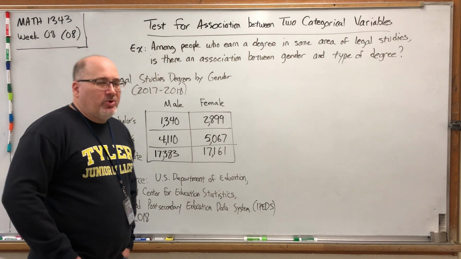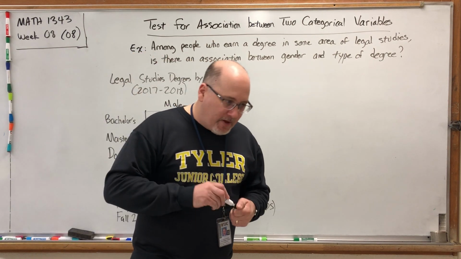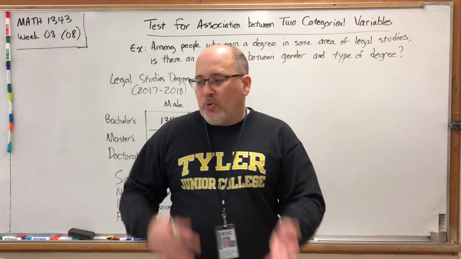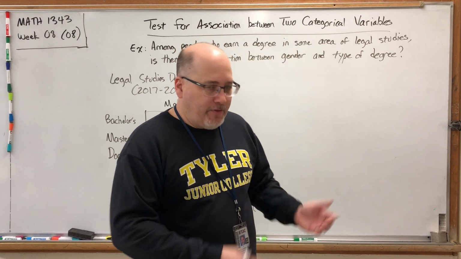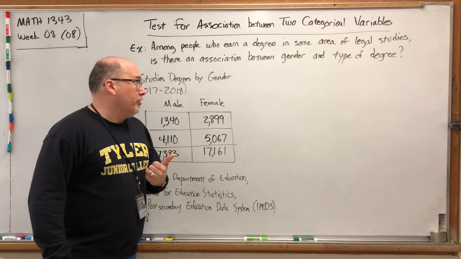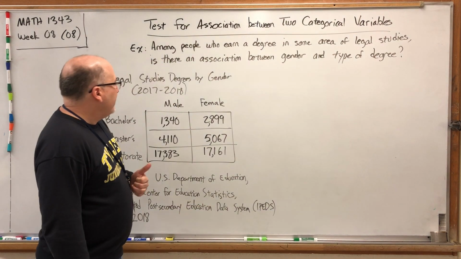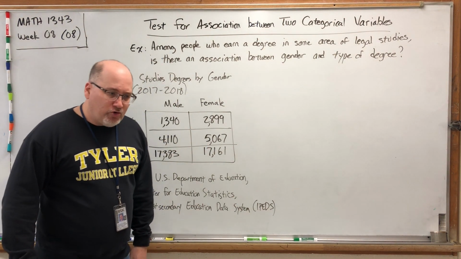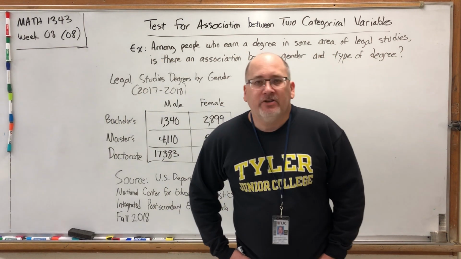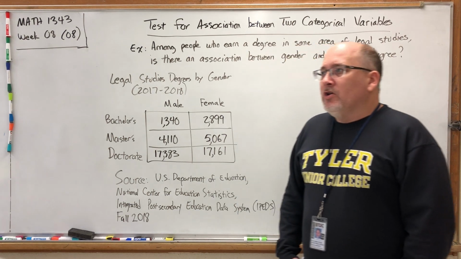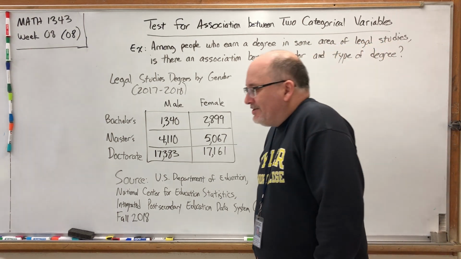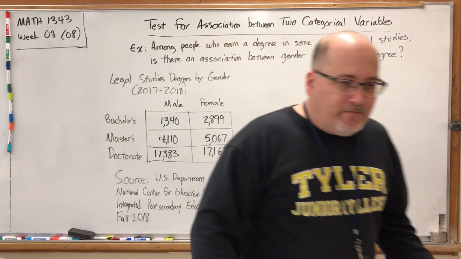The purpose of a test for association is to answer a question of the form: is there an association or a correlation or a relation between one categorical variable and another? For example, among people who earn a degree in some area of legal studies, is there an association between gender and type of degree? Now, you're probably thinking or saying, of course not. There should not be any type of relationship between your gender and what type of degree you earn. Your gender should not dictate whether or not you can earn a certain degree.